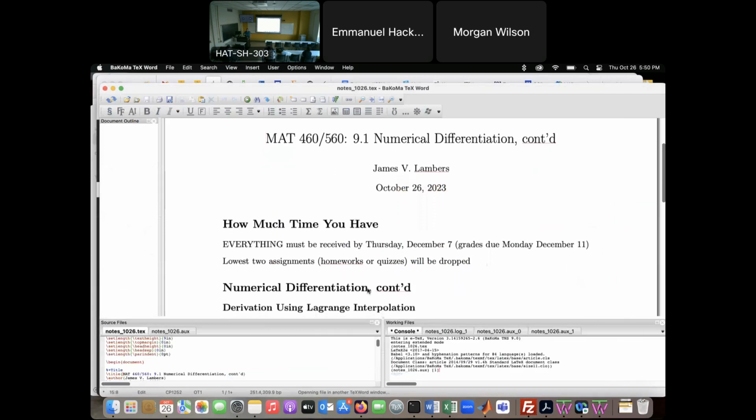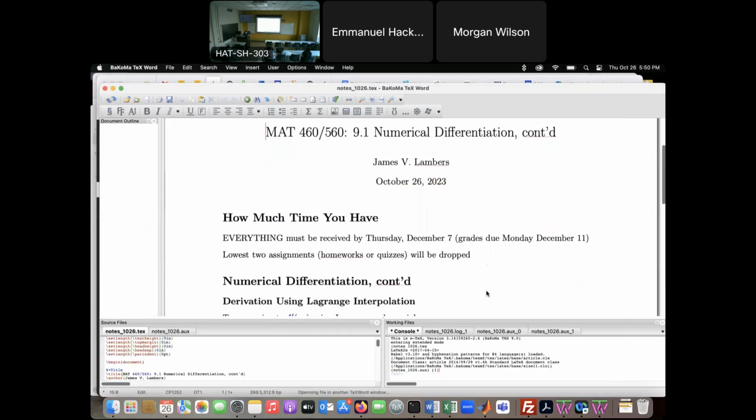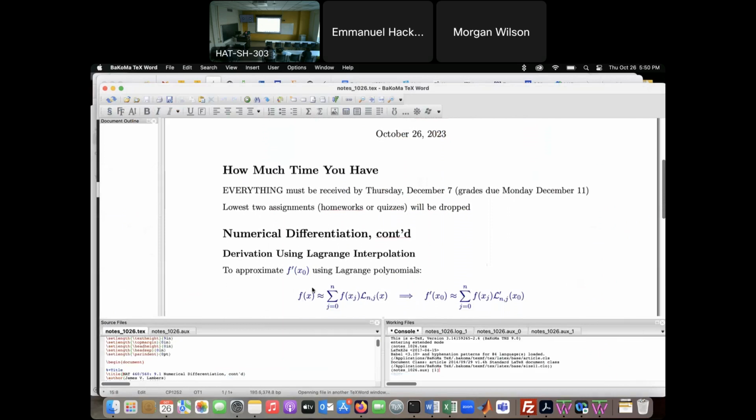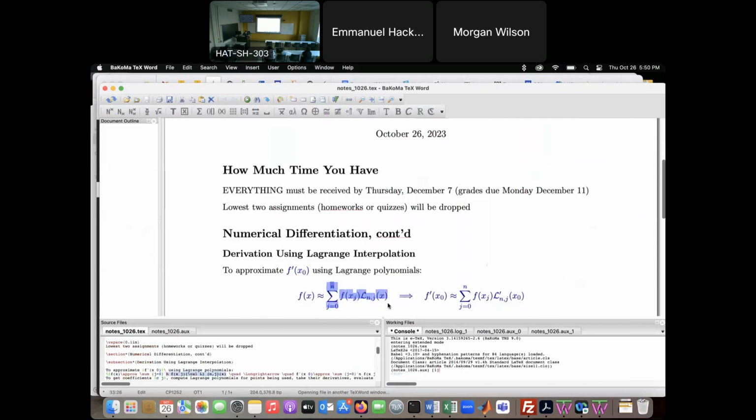That is using Lagrange polynomials. So the idea is this. The function we want the derivative of, we're approximating it by its Lagrange interpolating polynomial. So presumably we could approximate f prime at x naught by taking the derivative of the interpolating polynomial and evaluating that derivative at x naught.